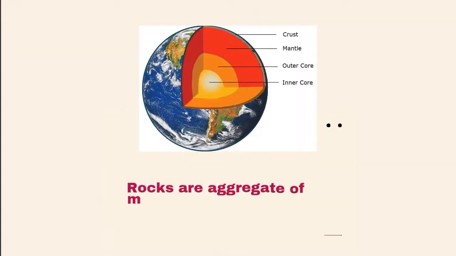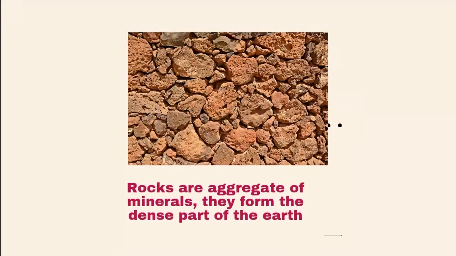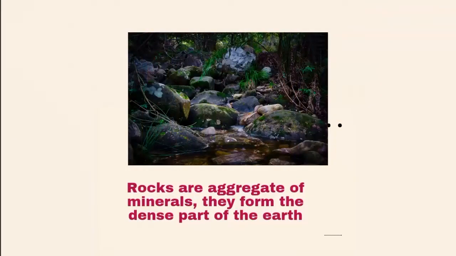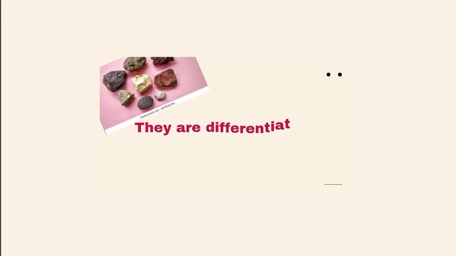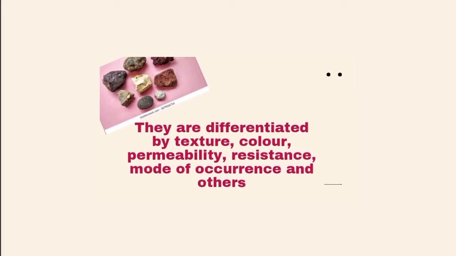Rocks are aggregates of minerals or combinations of different minerals in different forms. In plain language, rocks are the denser part of the earth with various textural and chemical compositions. Rocks can be differentiated from one another based on criteria like mineral composition, texture, color, permeability, degree of resistance, mode of occurrence, and many other factors.